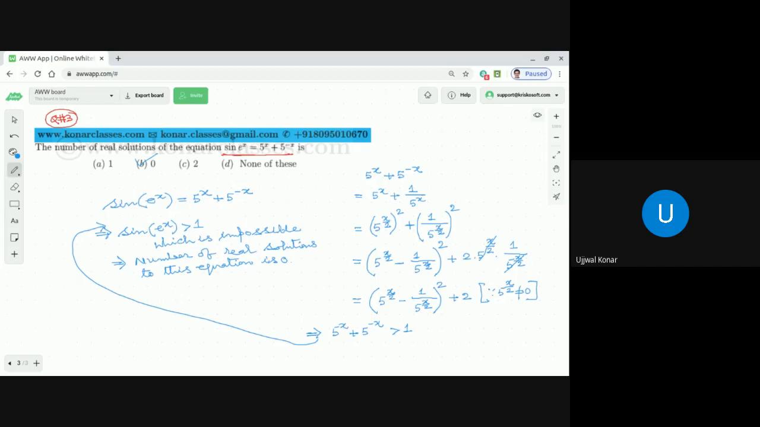Any doubt in understanding this one? Because you need to register all these concepts in your mind very clearly, dear students. Okay? Absolutely clear? Yes, sir.